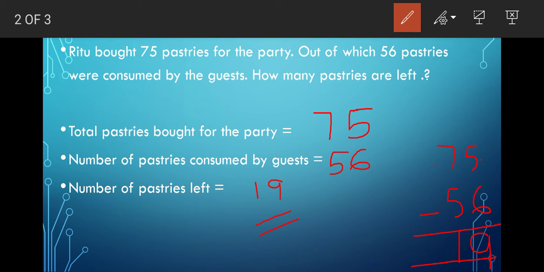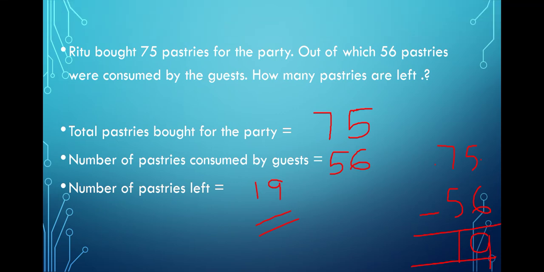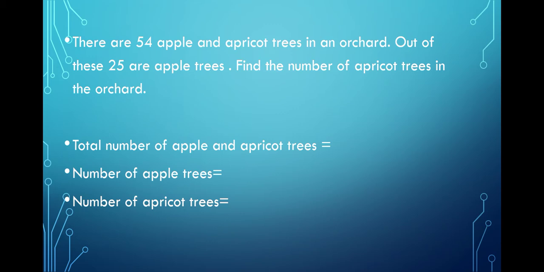Now let us do the next question. Okay, the next question is this one from the textbook itself. There are 54 apple and apricot trees in an orchard. Out of these, 25 are apple trees. Find the number of apricot trees in the orchard. Alright, this is the question, and from here your answer begins.